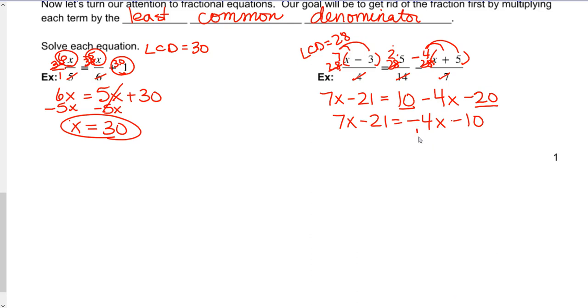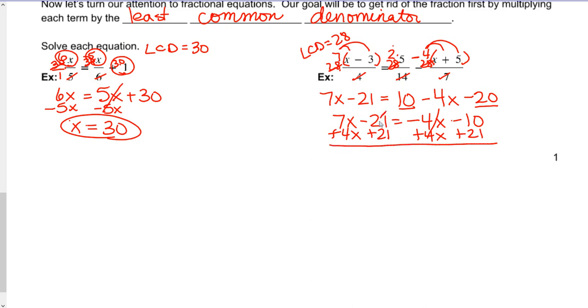All right, let's add 4x here to the other side. And here's where I'm going to kind of do it all in one step. This goes away from here. I'm eventually going to have to take that negative 21 over. So do the opposite of minus 21, which would be adding 21. Remember, what I do to one side, I must do to the other, and it must be opposite.